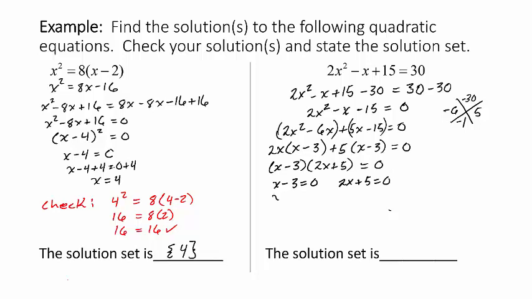With the x minus 3, we're going to add 3 to both sides, right? So we end up with x is equal to 3. And then over here with 2x plus 5 equals 0, we have to subtract 5 from both sides. 0 minus 5, so we get 2x equal to negative 5. Divide both sides by 2. x is equal to negative 5 halves. So we have two solutions there.